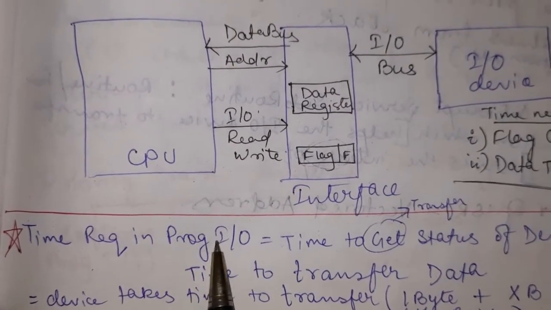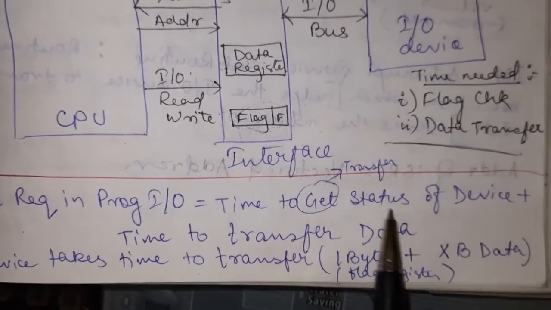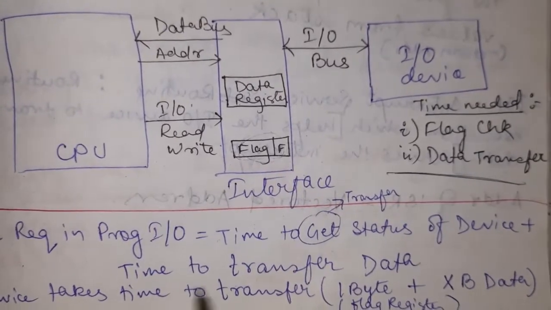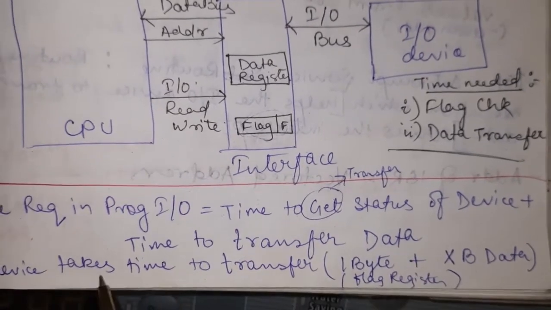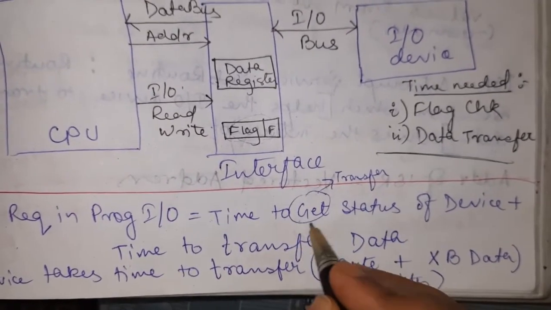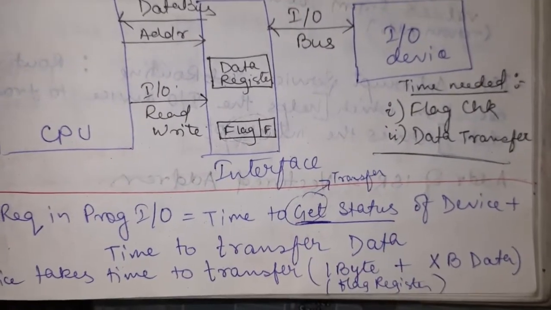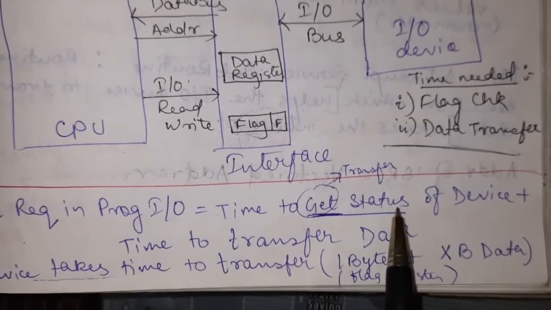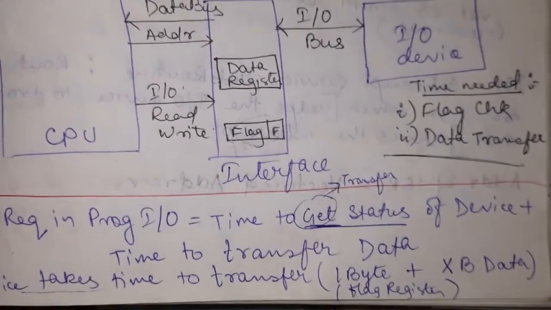Time required in programmed IO is the time to transfer the status of the devices. Getting the status of the device means getting this flag, and if it is true, then the time required to transfer the data. So we are getting the status of the data, which means we also need to transfer this flag, right? So the device takes time to transfer 1 byte of data, that is the status, and whatever data has to be transferred. So this is programmed IO.